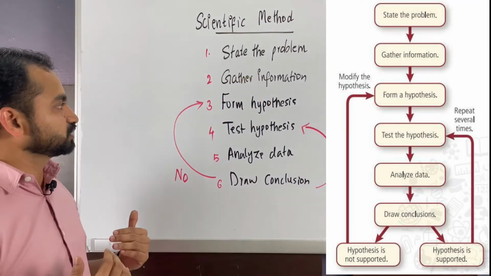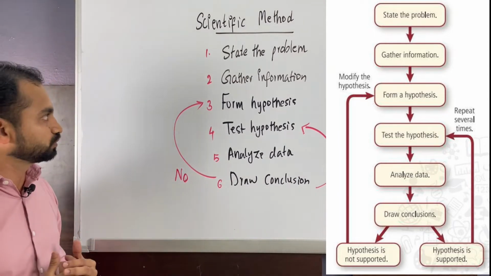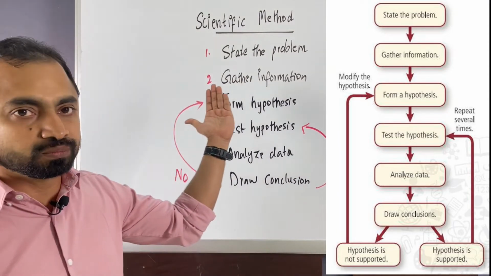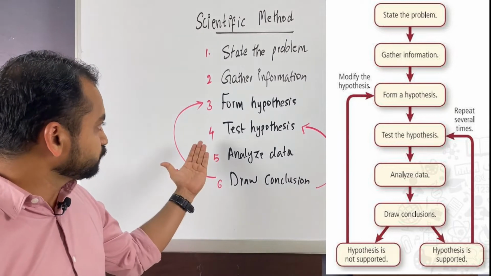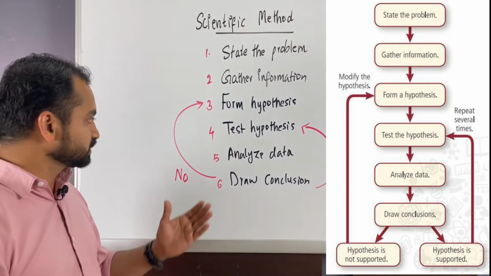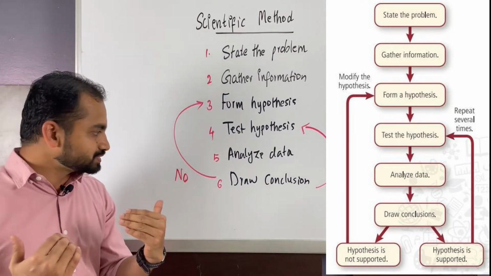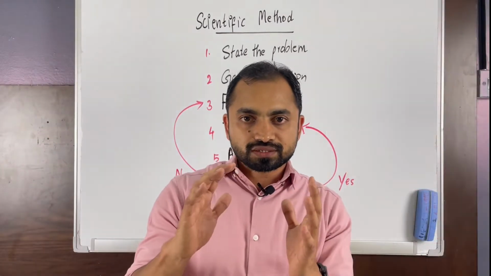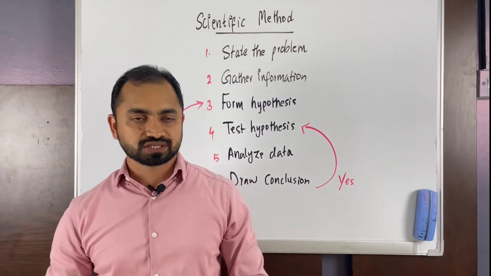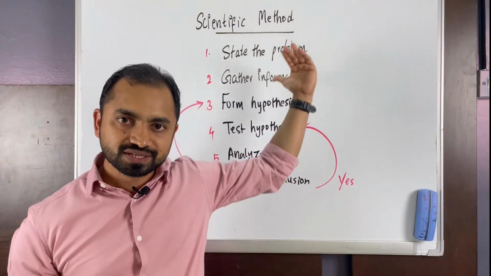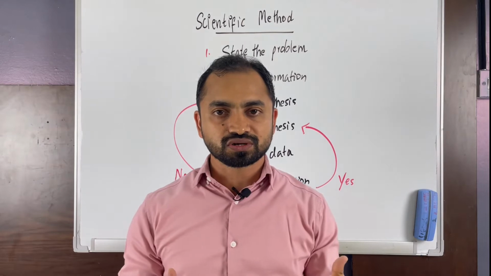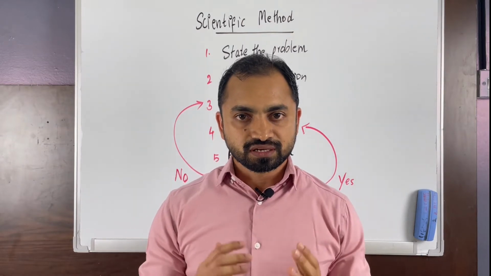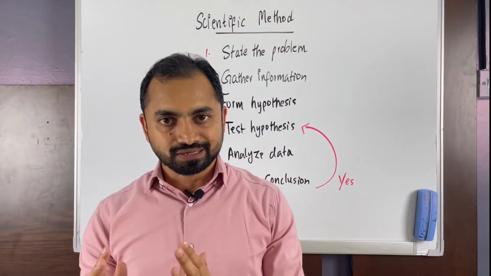Step 1 is state the problem. Step 2, gather information. Step 3, form a hypothesis. Step 4, test the hypothesis. Step 5, analyze data, and step 6 is draw conclusion. And while scientists conduct any investigation, they often follow these 6 steps in series. This is called the scientific method. Now we will discuss each step in detail.